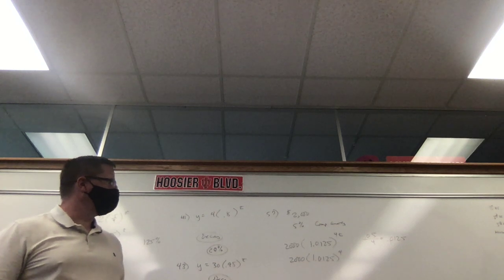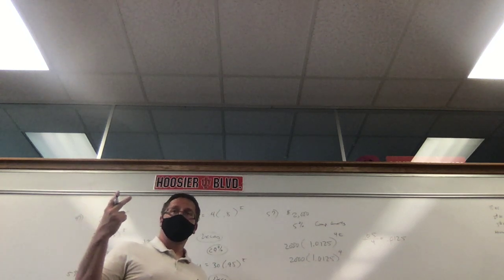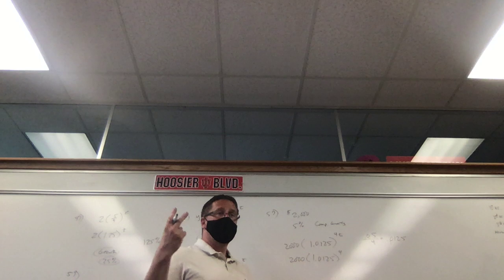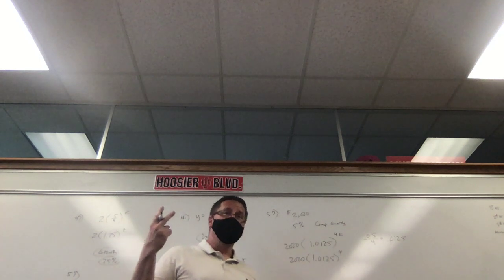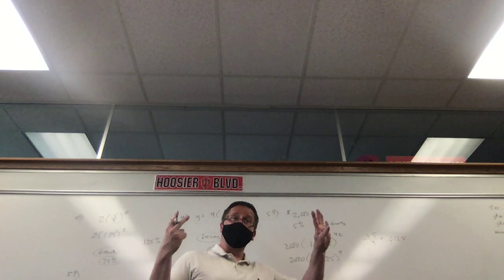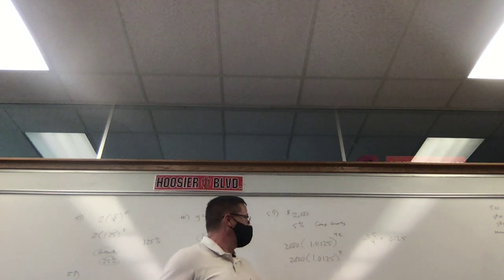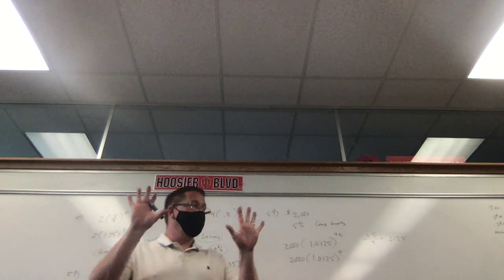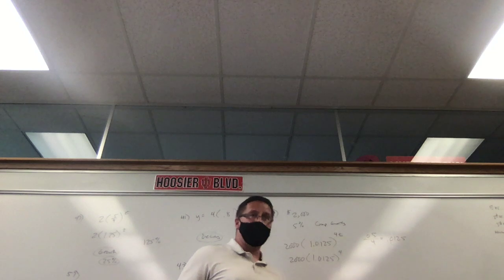So 1.0125. Now, what if it was for 2 years? Would it be to the 4th power? No, 8. Why? Because it's still quarterly, 4 times a year for 2 years. What if it was 10 years? What would you put it to? Not 12, but 40. 4 times 10. 4 times a year for 10 years.